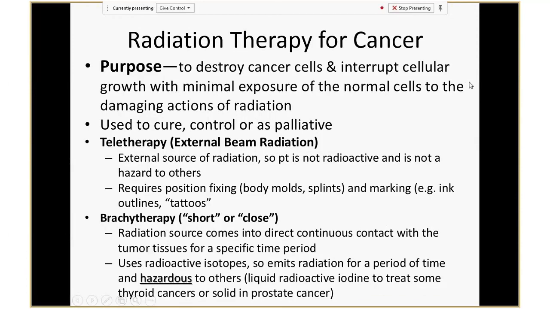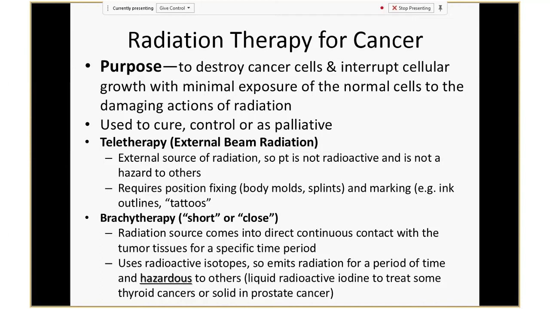Radiation therapy for cancer. This is obviously hand in hand with chemotherapy usually, but radiation is going to be a direct source or internal source depending on how and what type of radiation you get. How this works is it destroys cancer cells and interrupts the cellular growth with minimal exposure of the normal cells to the damaging actions of radiation.